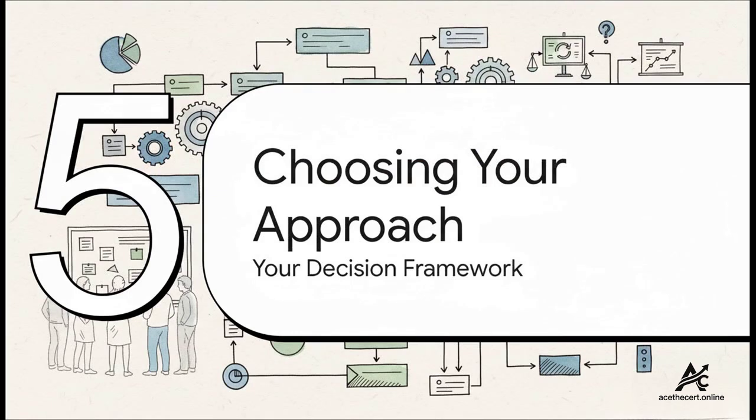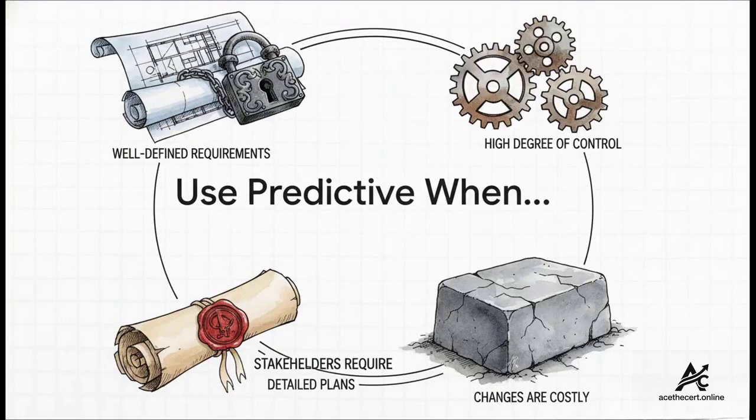Okay, let's pull all of this together now. Let's build a simple framework you can use to break down any scenario question on the exam and figure out the right approach. Here are your buzzwords for predictive. If you're reading a question and you see phrases like fixed scope, well-understood technology, regulatory compliance, or anything like a big construction project, your brain should immediately start thinking predictive. These are all clues that you need a lot of upfront planning and tight control.